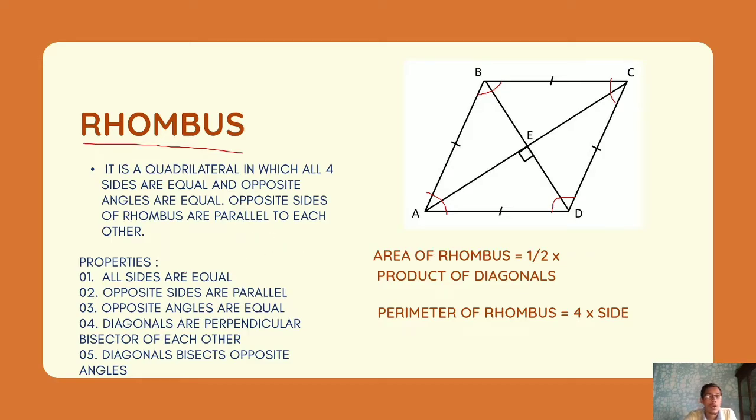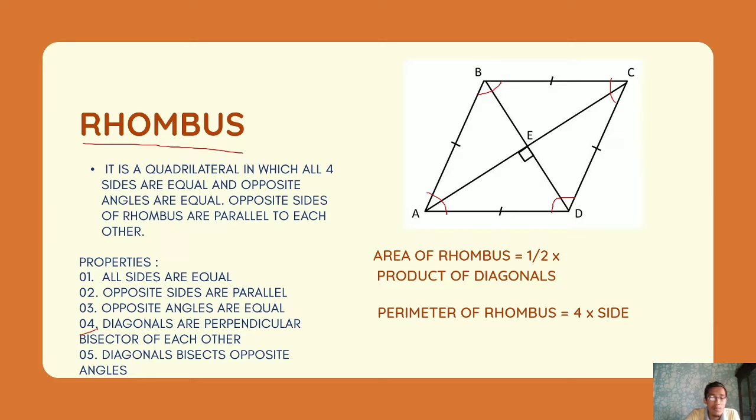Now what are the properties of rhombus? First property, all sides are equal as discussed in the definition. Side AB, side BC, CD and AD, all these four sides are equal. Second property, opposite sides are parallel. So side BC and side AD, these are opposite sides which are parallel to each other. Side AB and side CD are also parallel to each other. Third property, opposite angles are equal. So all the opposite angles in this type of quadrilateral are equal to each other.